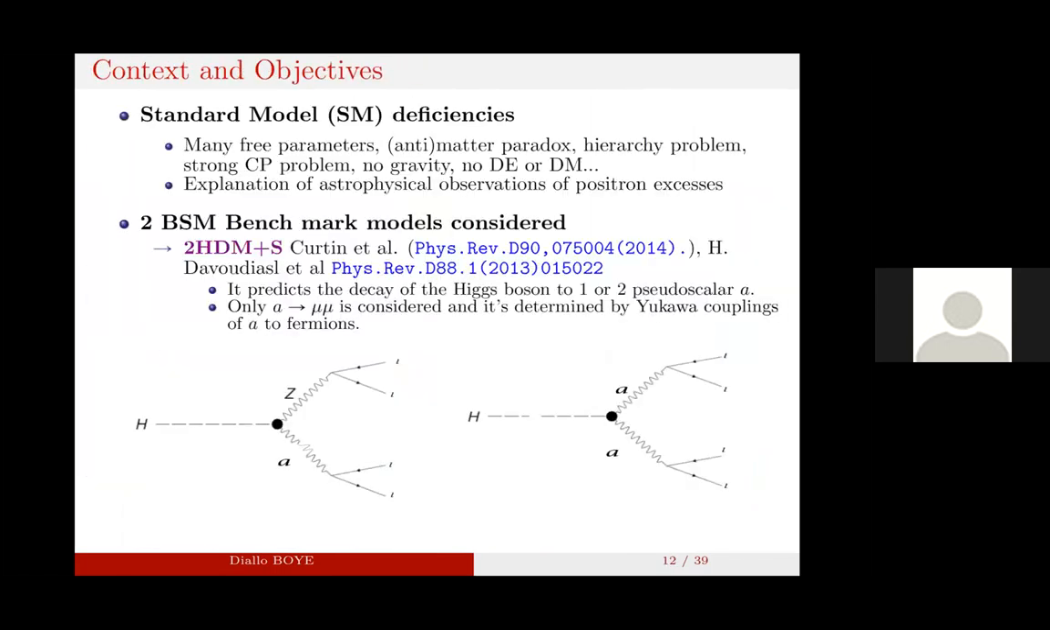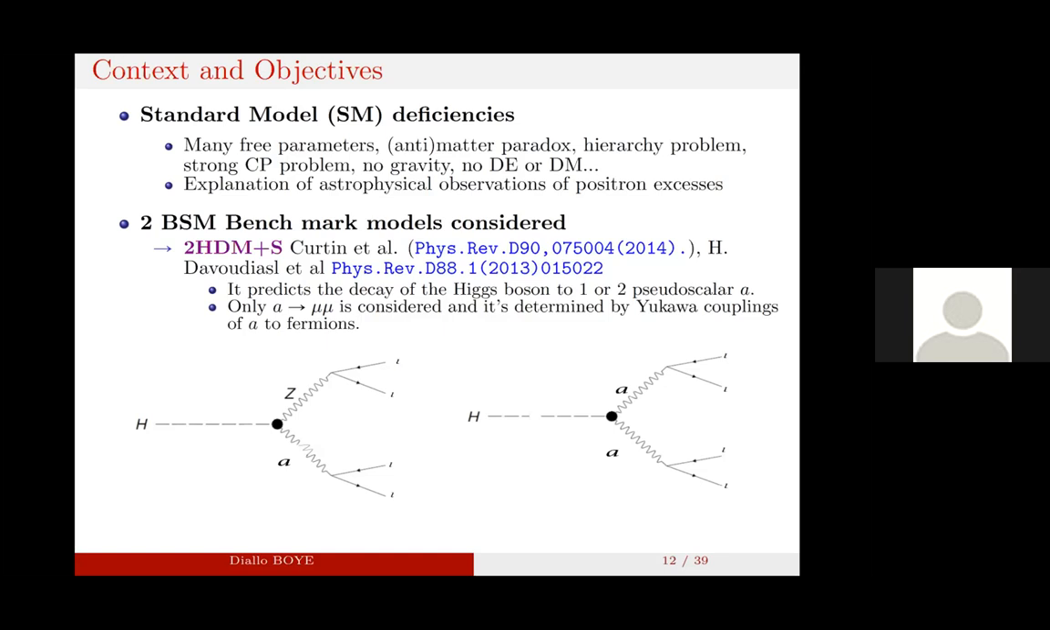Yeah, so here I briefly talk about the motivation for the search of the Z-dark particles. One of them is the explanation of the astrophysical observation of positron excesses. And the other one is dark matter search, okay? As you know, in the standard model, we don't really have any candidates that could explain the dark matter we have seen indirectly.